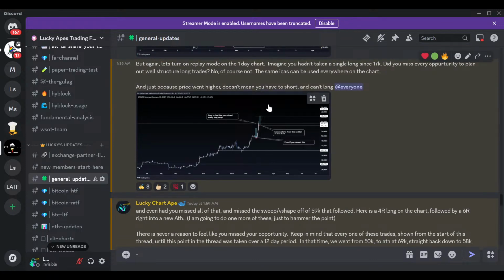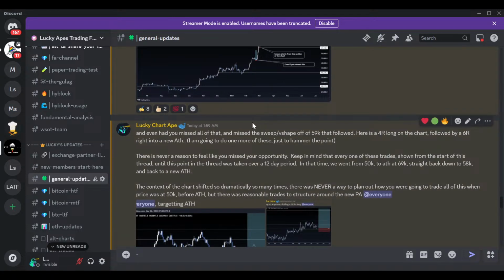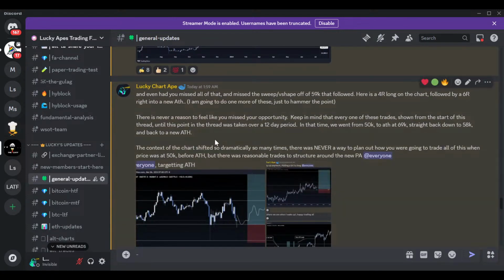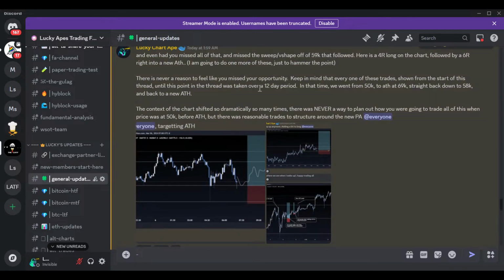But my point is this. Stop thinking in terms of the moves you've missed and just look at the chart for what it is, right? And take a reasonable approach to the trades you make. I said, even if you'd missed all of that and missed the sweep and the V-shape from 59K, here's a 4-hour long and a 6-hour long right into the new all-time highs. There's never a reason to feel like you've missed your opportunity.